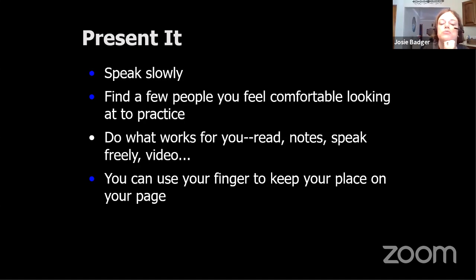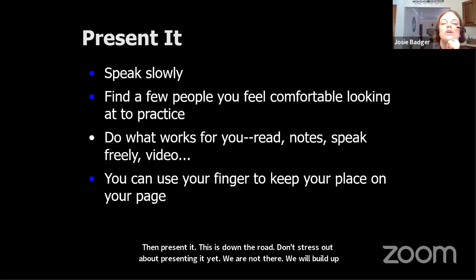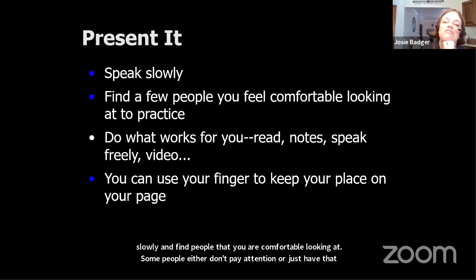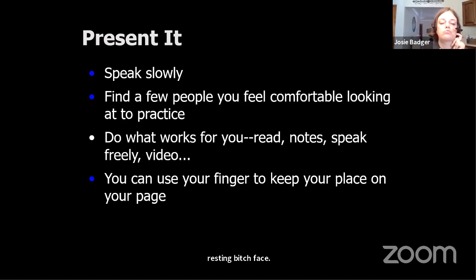And it's important to speak slowly. It's important to find people that you're comfortable looking at. Some people either don't pay attention or they just have that resting face and you're like, nope, don't want to look at them. So I would encourage you to find a safe person to look at. And do what works for you, whether that be actual reading or looking at notes.